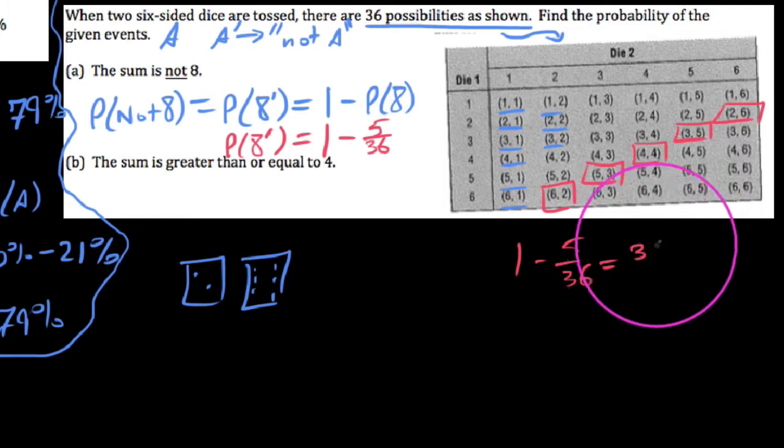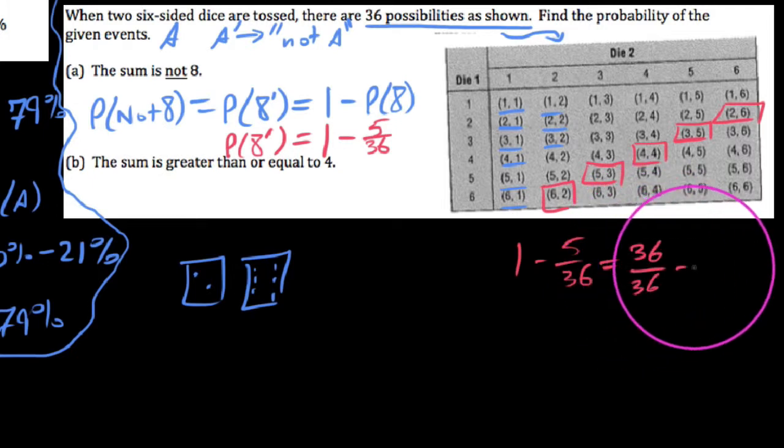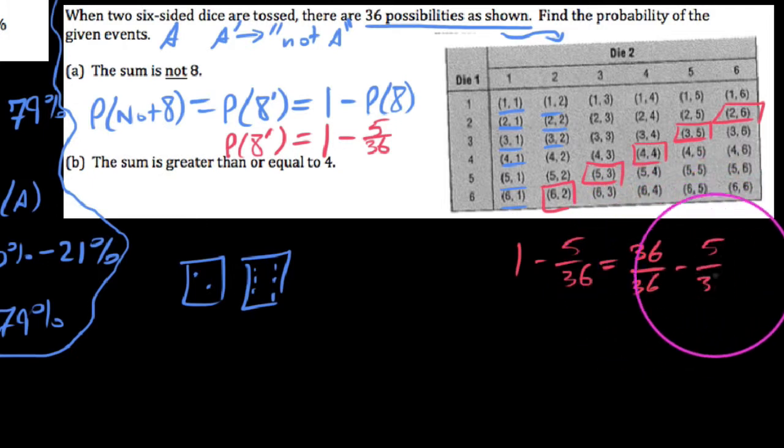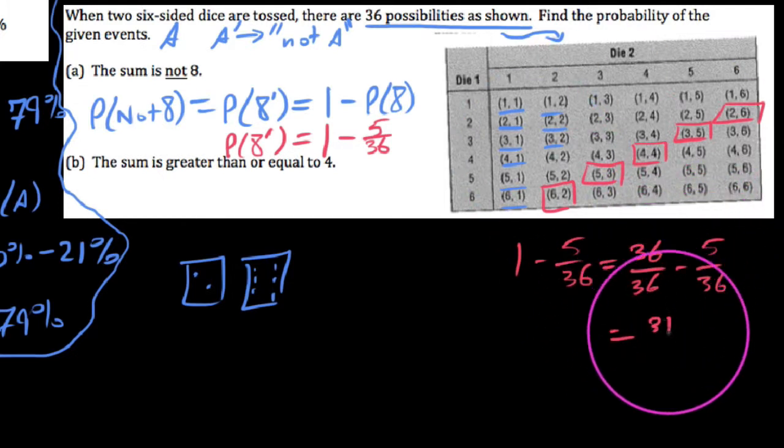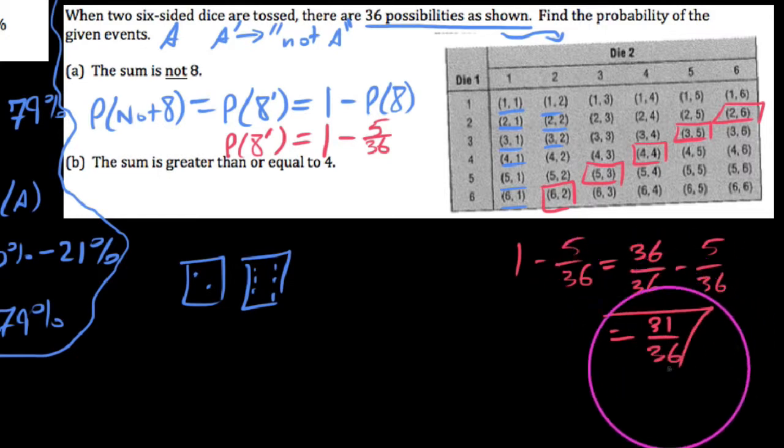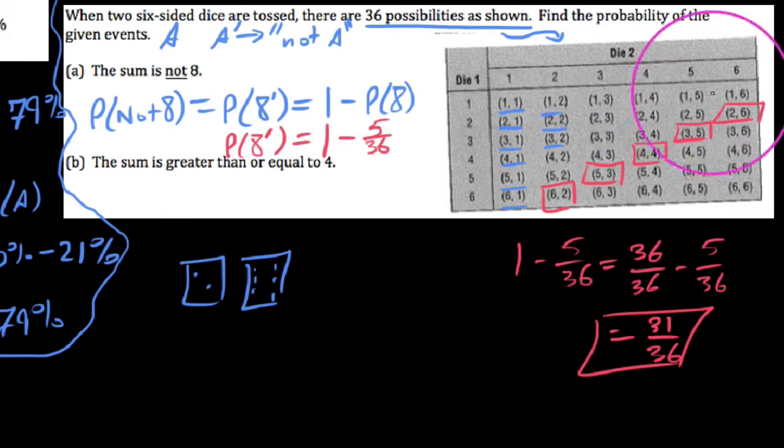That's the same thing as, with the common denominator, 36 out of 36 minus the 5 out of 36. In other words, we're saying it would be the entire space, and we would take off the ones that did add up to 8, leaving behind the other 31 out of 36, which would have been anything but these red ones right here.